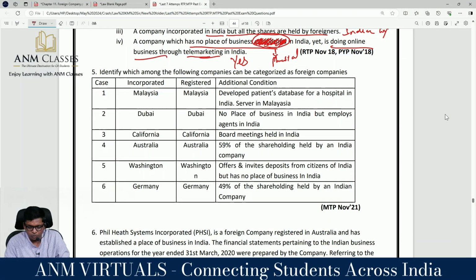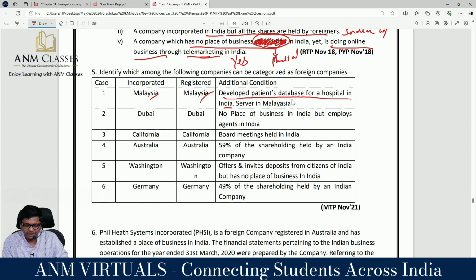Identify which among the following is categorized as foreign company. First, incorporated in Malaysia, foreign company registered in Malaysia. So the question is incorporated outside India. Okay. Additional condition: developed patient database for hospital in India, server in Malaysia. Is it a foreign company?